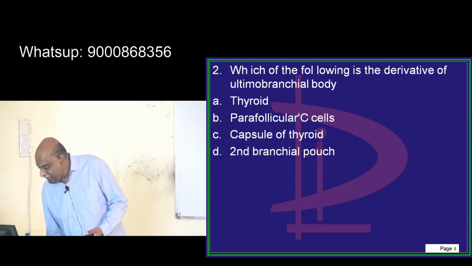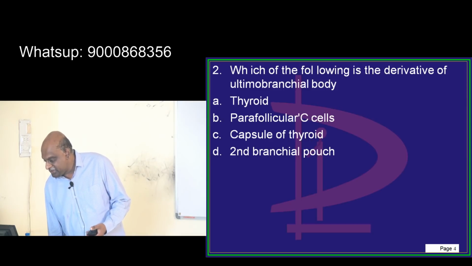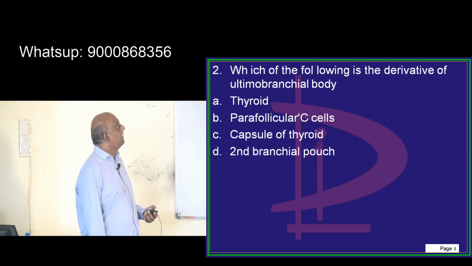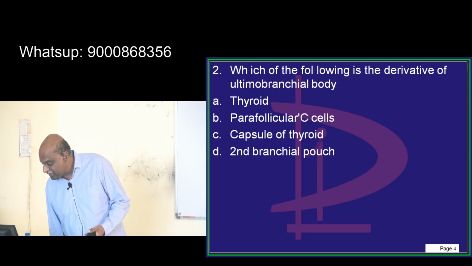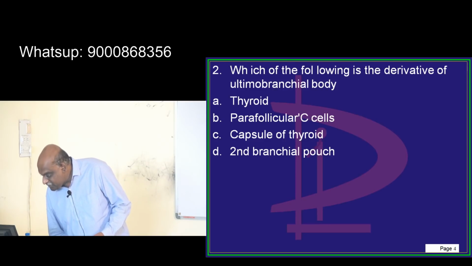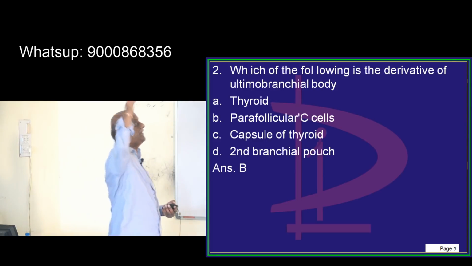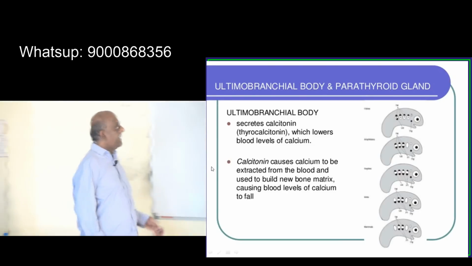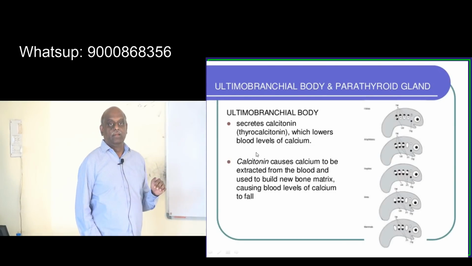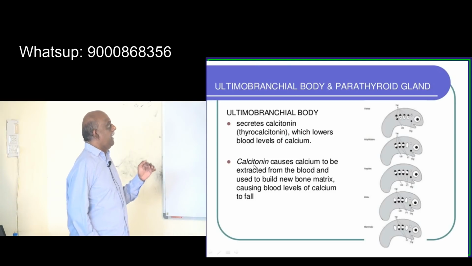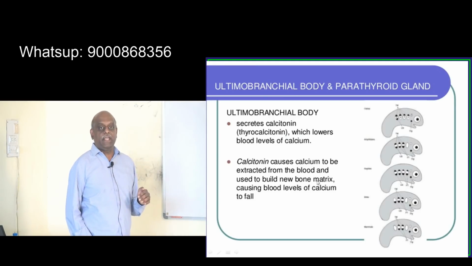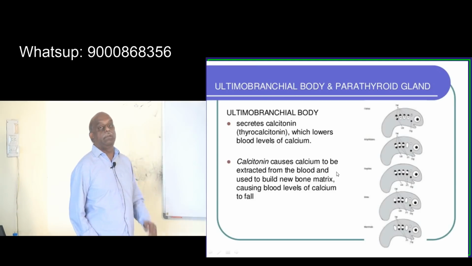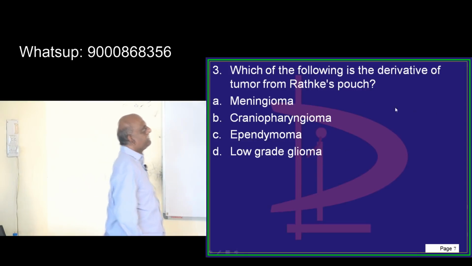Very good. Gangadeep proposes the derivative of ultimobranchial body. Vismaya proposes parafollicular C cells. Wonderful, Vismaya. So it is the calcitonin which is produced, and calcitonin causes the calcium to be extracted from the blood, is what you need to remember.